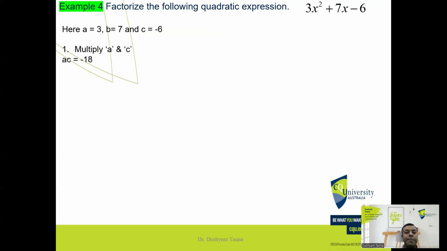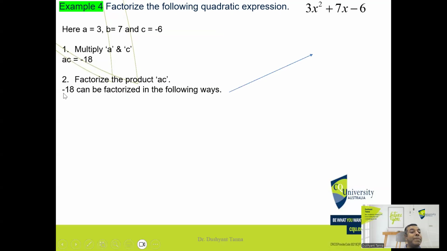Subtract. Negative is subtract. So first step is multiply A and C, which is negative 18. Factorize the product of AC, and since it is minus 18, it can be factorized in the following ways: 1 and 18, 2 and 9, 3 and 6. That's it. Can't be factorized in other ways.